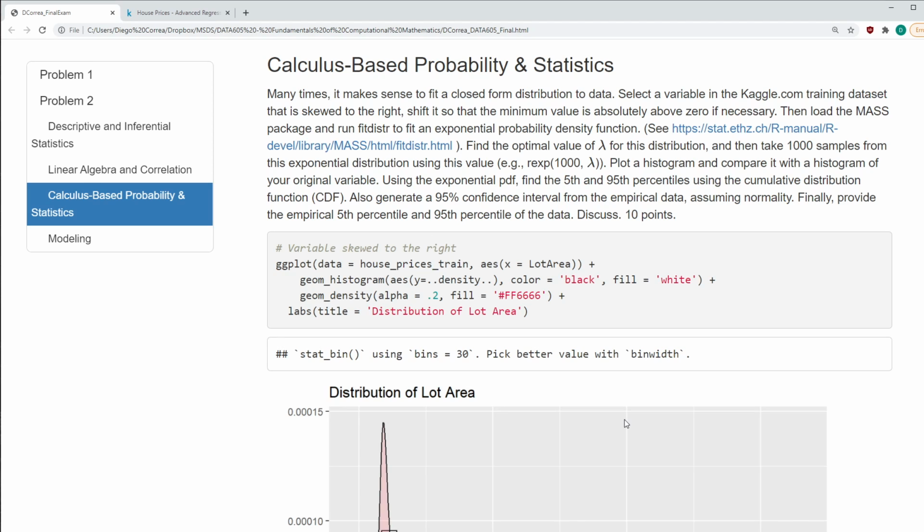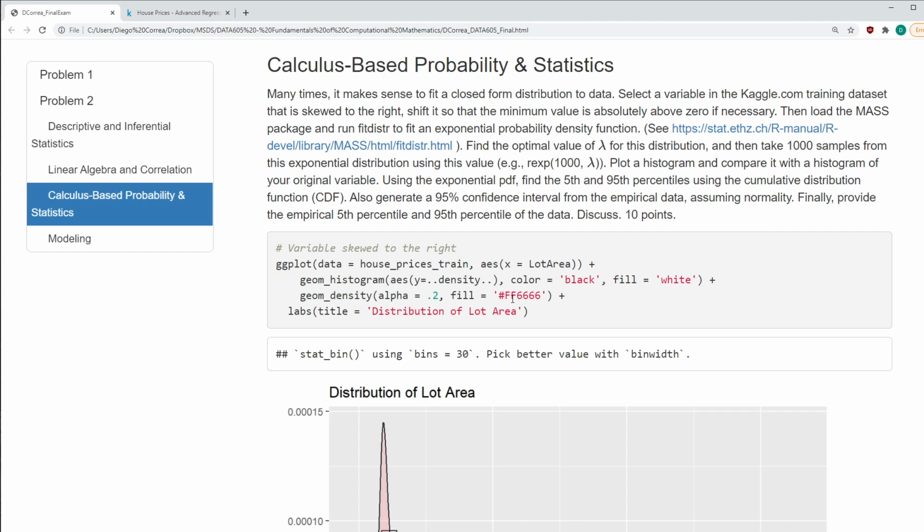rexp(1000, lambda). Plot a histogram and compare it with a histogram of your original variable. Using the exponential PDF, find the 5th and 95th percentiles using the cumulative distribution function CDF. Also generate a 95% confidence interval from the empirical data, assuming normality. Finally, provide the empirical 5th percentile and 95th percentile of the data and discuss.